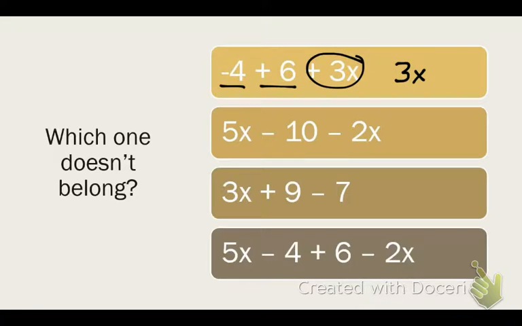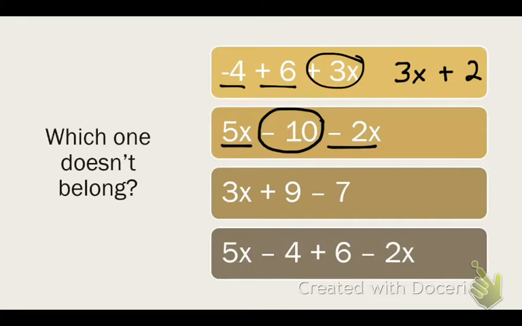What's -4 plus 6? +10. Nope. Same sign or different sign? Different. Subtract and take the sign of the larger number. +2. So my new expression is 3x plus 2. Let's go to problem 2. Underline the like terms and circle the like terms. I want you to do that for the rest of those 3 problems and try to see if you can find which one does not belong.